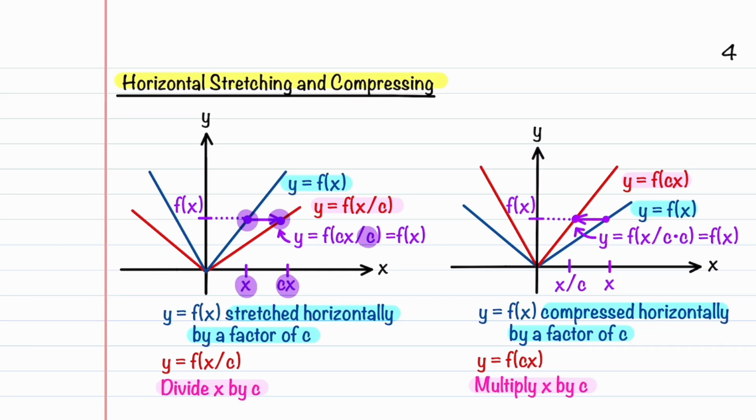Again, to make sense of this, we're going to start with x, and we compress horizontally and go to x over c, and when we do this, we have to multiply by c in order for our function value to stay the same. Just to recap, when we stretch a graph horizontally, we're going to divide x by c, and then when we compress a graph horizontally, we're going to multiply x by c.